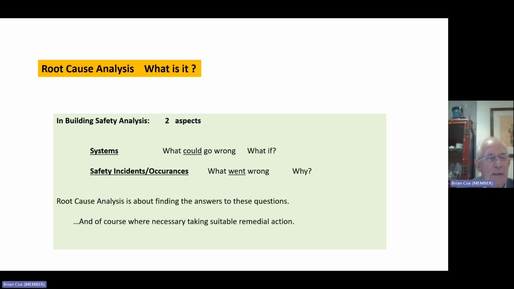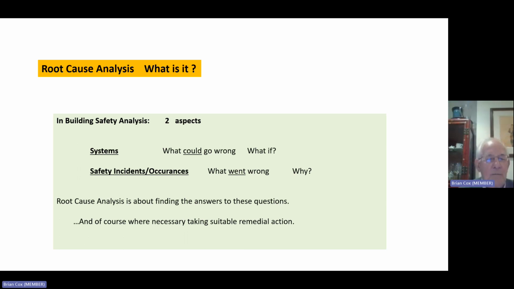So you should already have registered your building and submitted your key building information. You probably have already carried out a hazard analysis, and you may have already carried out a bow tie analysis. All of these help to build up a picture of the kind of systems that you have in your building.